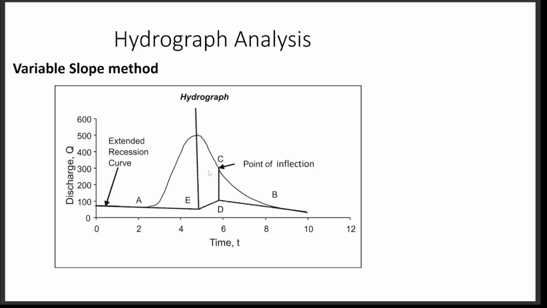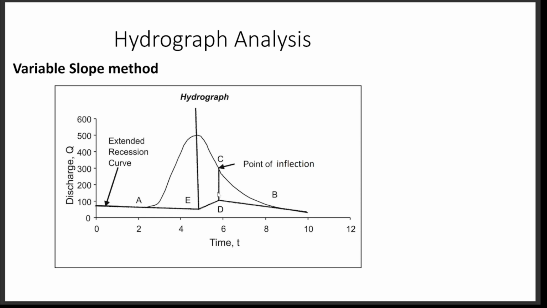Refer to this hydrograph. Take a point A on the recession curve and the line AE by extending the previous recession curve. Point E is under the peak. Now take a point B on the recession curve and extend it backwards. Take a point C on the recession curve where the recession curve is changing the slope. This point is called the point of inflection.